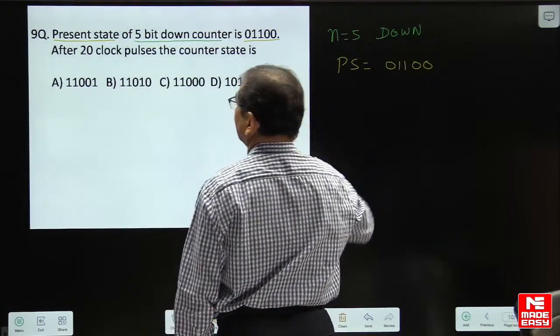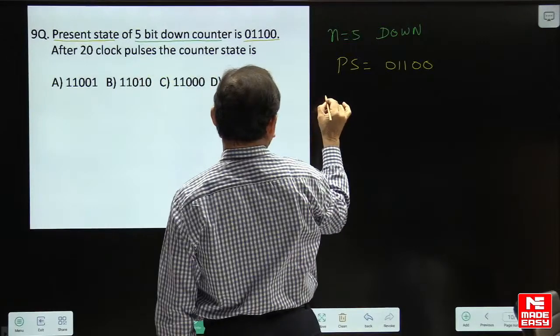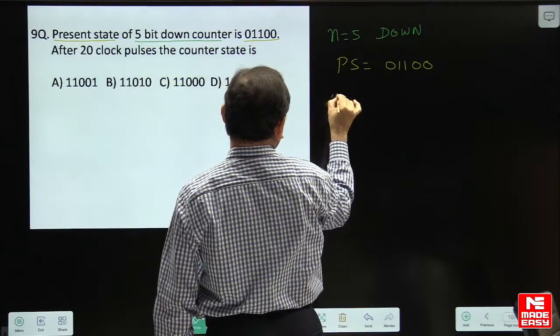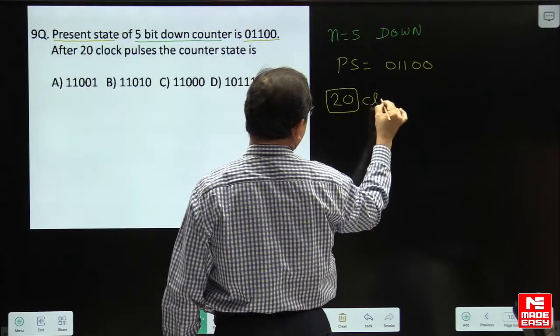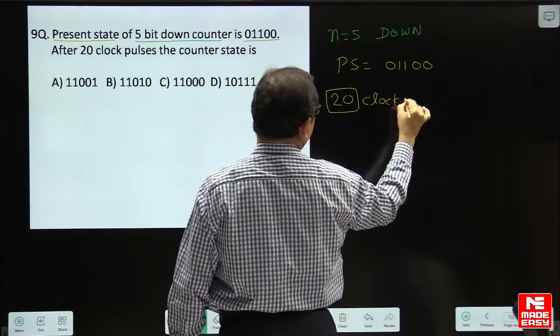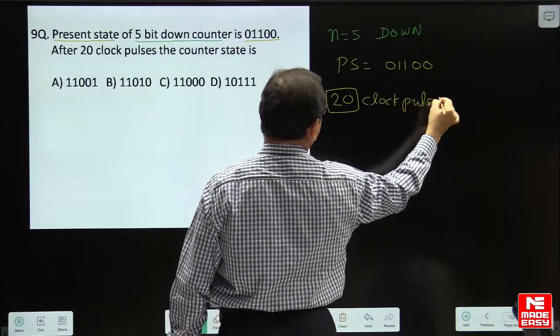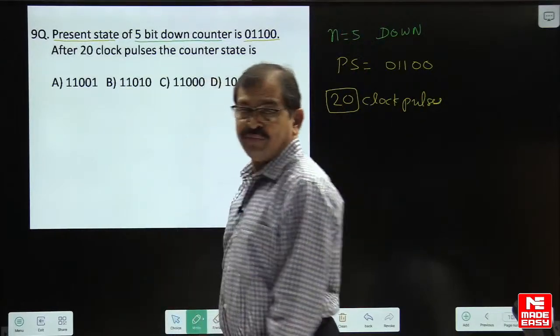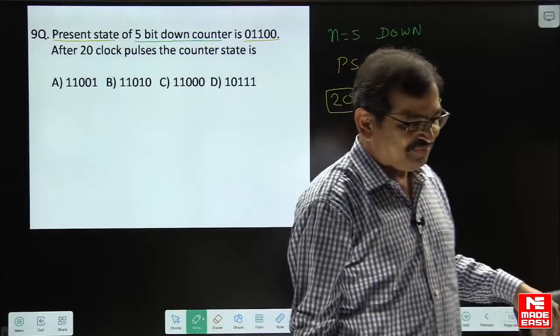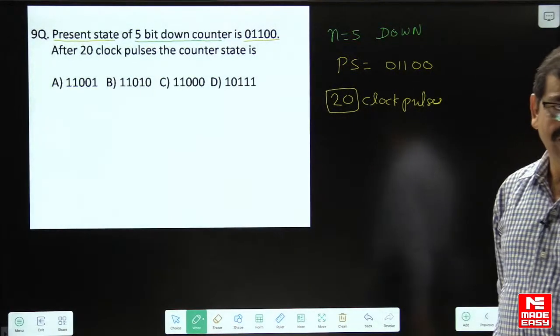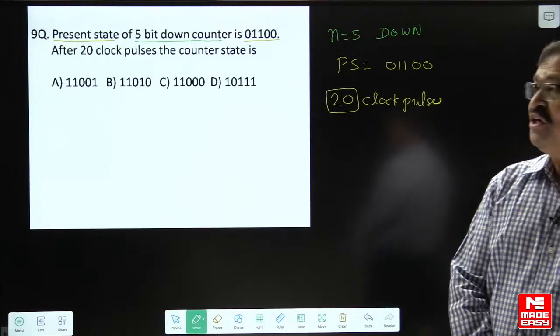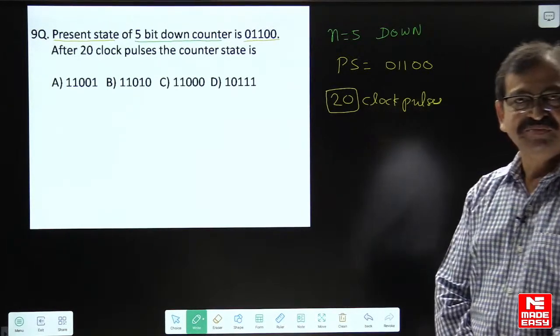01100. After 20 clock pulses, what is the content of this down counter? This is the question you have. After applying 20 clock pulses, what is the content in the counter is the question.